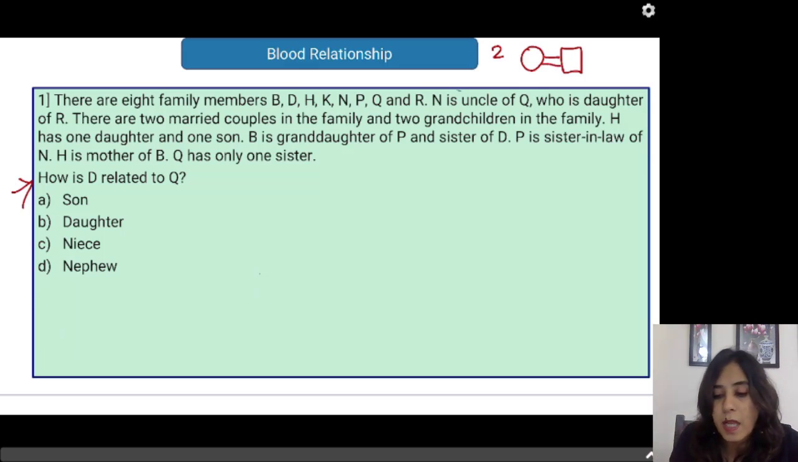Now it is given that in this family of 8 people, the highest amount of information is given about P, because P comes in 3 statements here. B is the granddaughter of P, P is the sister-in-law of N. So let us first plot P. So we know P is sister-in-law of N, so P has to be a female. And then we have son or daughter for P.